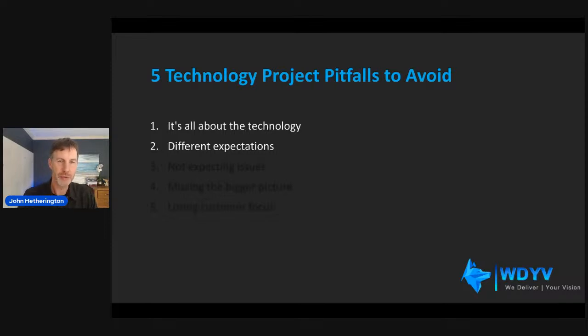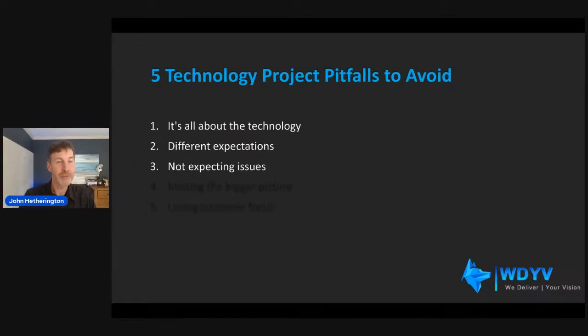Okay, we'll move on to the third one. So the third one here, just going to bring it up, is around not expecting issues, which I know sounds obvious. Why wouldn't you expect issues on a technology project? And the point is, I think people always expect issues. They always expect problems. They always think things can go wrong. That's not the point I'm making here.